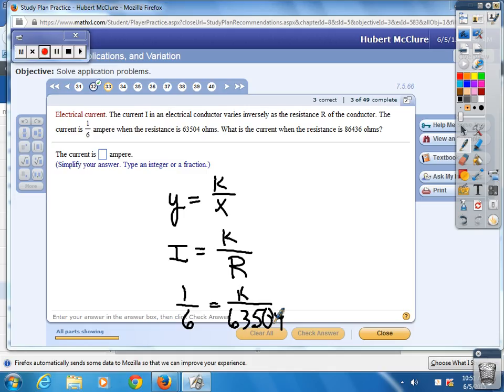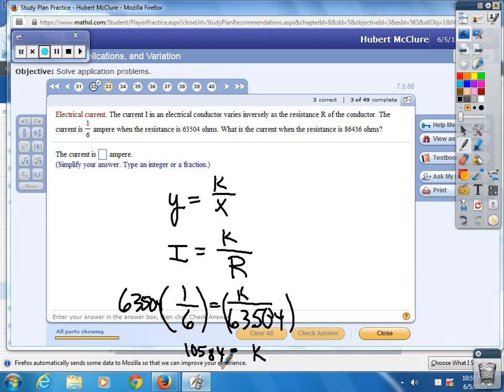And now we're going to multiply both sides by 63,504, or whatever that is. And somebody give me K. 10,584. No, or 105.84? Yeah, it is, because 60,000 divided by 6 is 10,000. I thought it was a decimal for some reason.